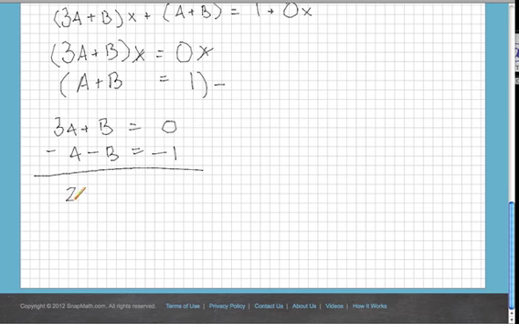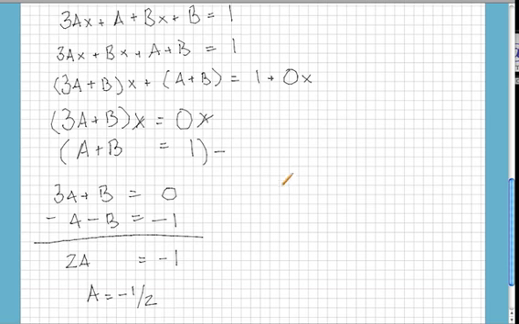3a minus a is 2a. 0 minus 1 is equal to -1. We can now solve for a. A is equal to -1/2. Let's go ahead and substitute this back into whatever equation is easiest. I'm going to choose the second one. So if a is -1/2, that means -1/2 plus b is equal to 1. Which means b is equal to 3/2. So I've now solved for a and b.